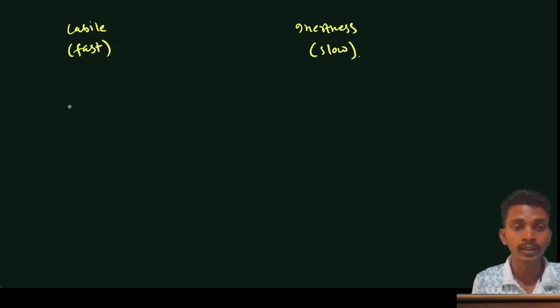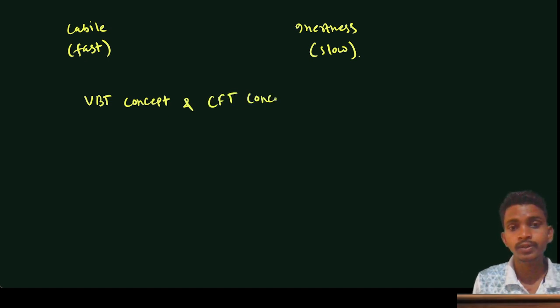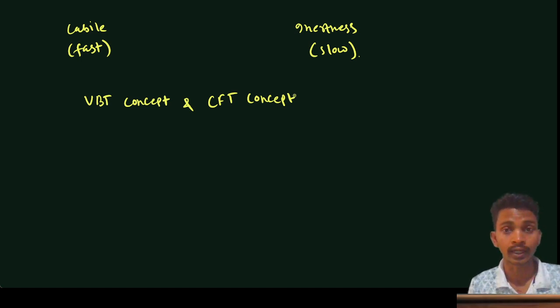And what I say is that we are using two concepts to understand transition metal complexes, which are inert and which are labile. The first one is VBT concepts, and another is crystal field theory concepts. These are the two concepts. We combine these two concepts to classify which transition metal complexes are labile and which are inert.